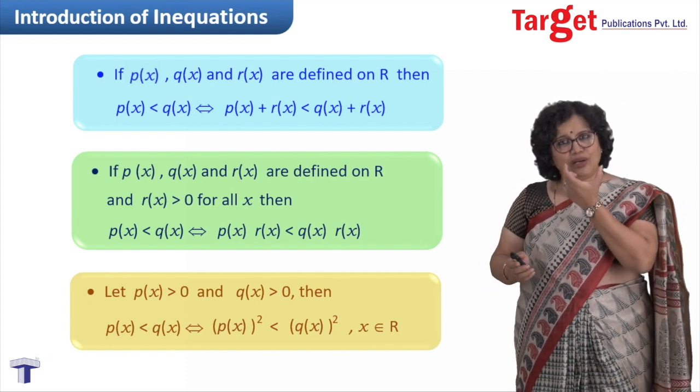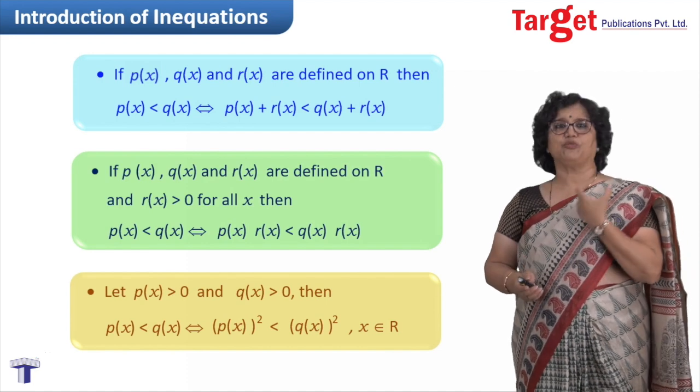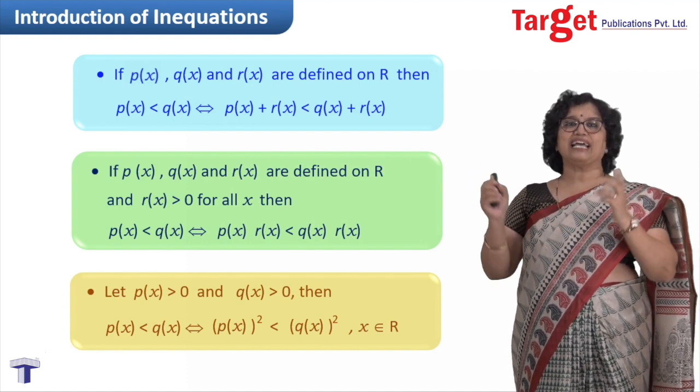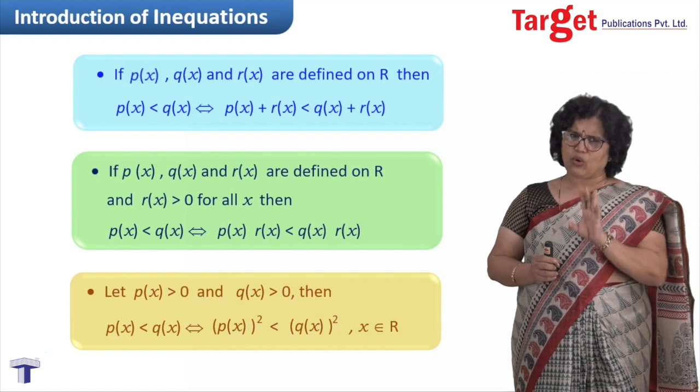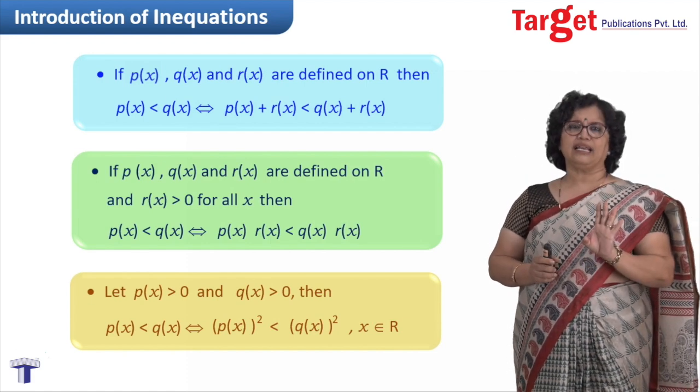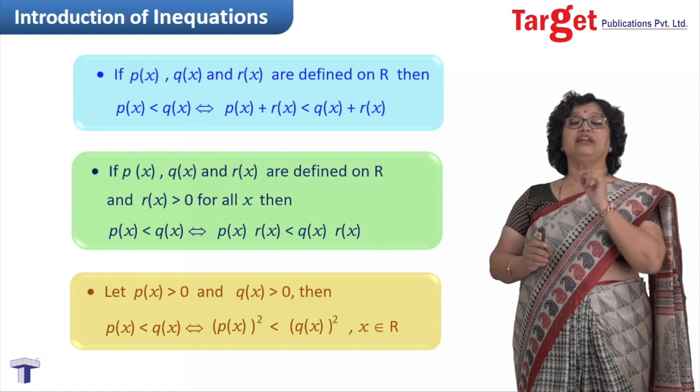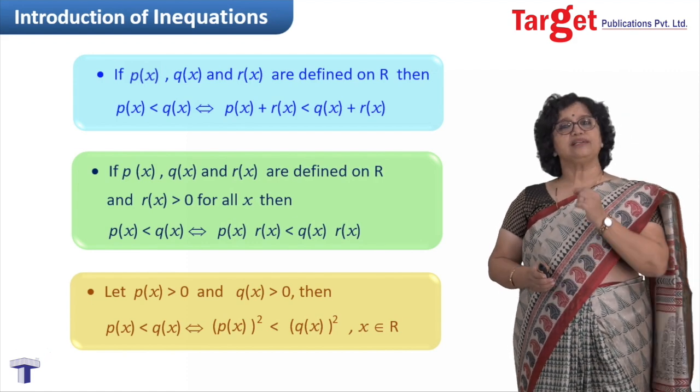Now this particular rule at times is misunderstood by students. They think that we can square only when two sides are positive. No, you can square when both sides are negative. What you have to remember is that you need to change the inequation sign.